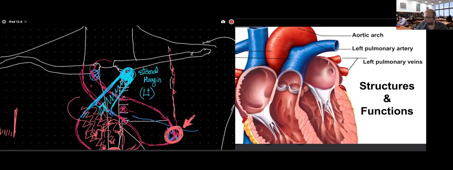How about the aorta? You see, the aorta is traveling from left to right, left to right. So you will hear it best at the right sternal margin.